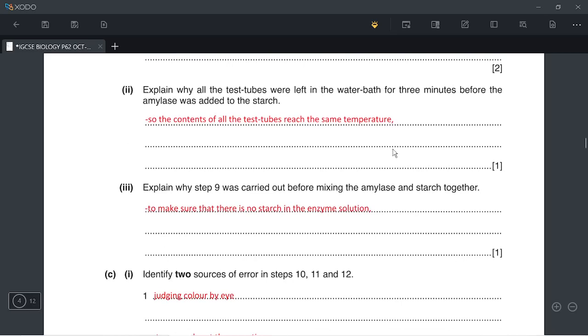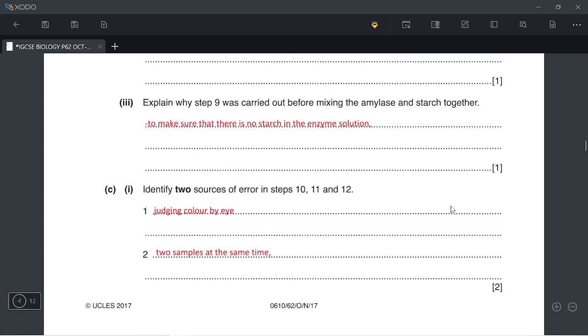Okay. Next, explain why all the test tubes were left in the water bath for 3 minutes before the amylase was added to the starch. Reason: so that the contents of all the test tubes can reach the same temperature. Okay. Explain why step 9 was carried out before mixing the amylase and starch together.